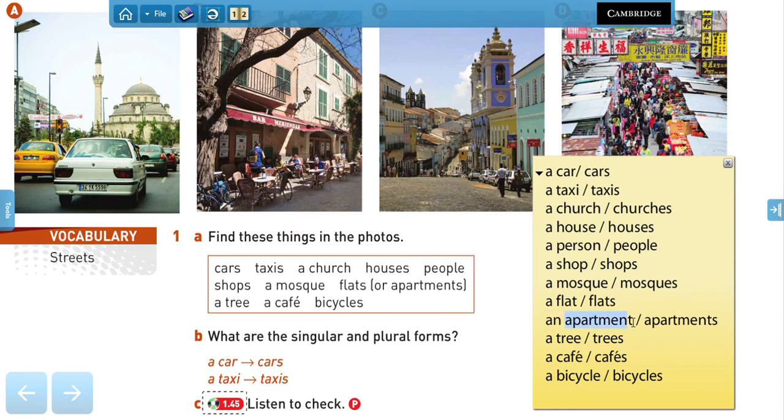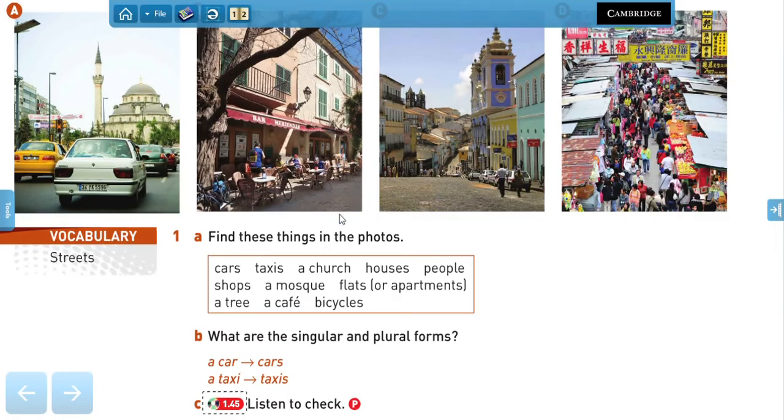In this case, this word starts with a vowel, A. You have M, S, P, H, C, right? But the word apartment starts with a vowel A. So in that case, instead of using a apartment, we're going to say an apartment. Okay? Apartment and flat is the same. Flat is more common in British English. Very good. Let's continue.